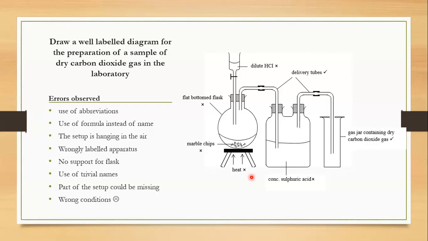So if the question was requiring a pure sample, then this learner was even going to miss out a mark for the gas which is in the gas jar because it will not be pure carbon dioxide. But I think it can be neglected because the question did not specify a preparation of a pure sample. So this learner will lose many marks, including for working apparatus.